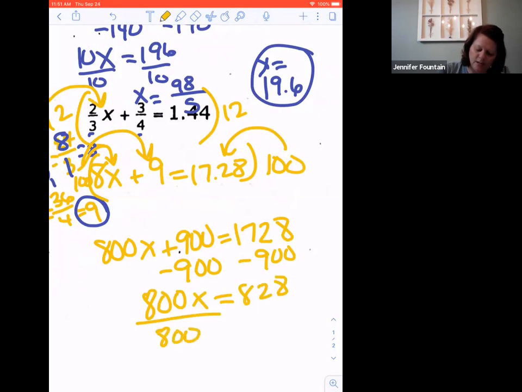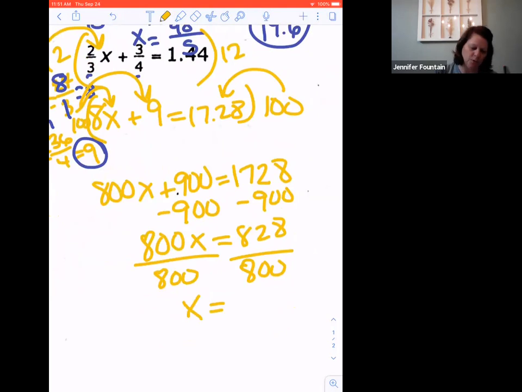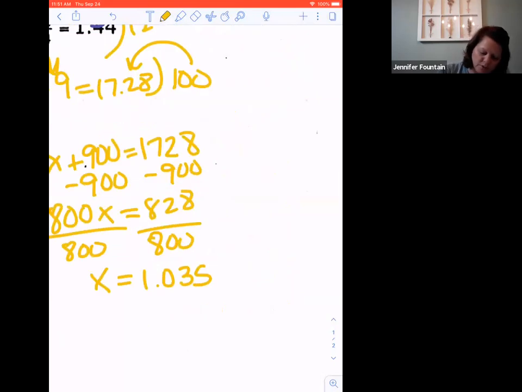Divide by 800, divide by 800. X is equal to, okay, so if I wanted to go ahead and leave it as a decimal, 828 divided by 800. Ooh, I definitely didn't do that right. 828 divided by 800 is going to be 1.035, or if I wanted to do the reduced fraction, 828 divided by 800.